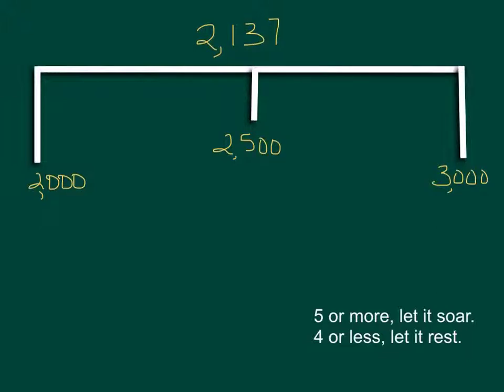So now we ask ourselves the same question. Does 2,137 fall somewhere between 2,000 and 2,500 or 2,500 and 3,000? Where does this number fall between? Your clue is going to be right next to it. If you said it fell between 2,000 and 2,500, you would be correct. So this one is what we're going to look at, and we can recite our rhyme. 5 or more, let it soar. 4 or less, let it rest. This digit is 4 or less, so our 2 is going to rest. So 2,137 rounds to 2,000.